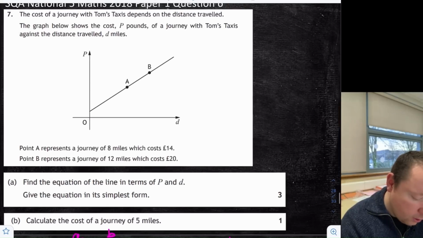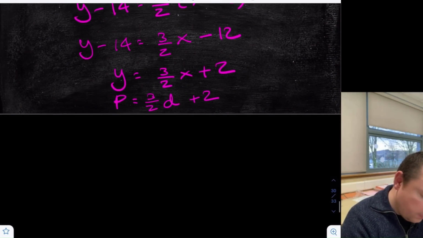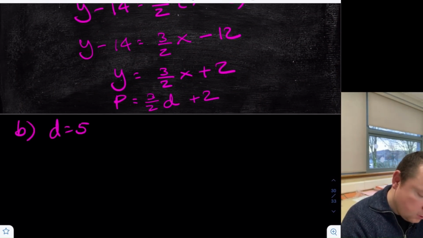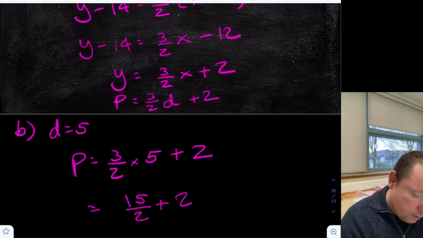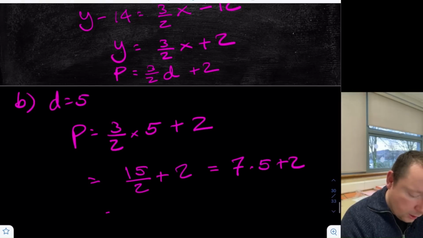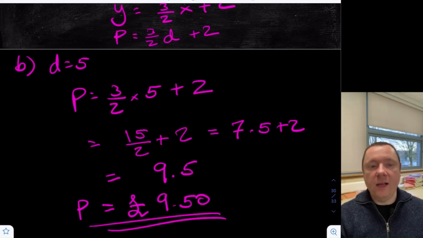Okay, part B says calculate the cost of a journey of 5 miles. So D is 5. So for part B, D equals 5. So P equals 3 over 2 times 5 plus 2. So that is 15 over 2 plus 2, which is 7.5 plus 2, which is equal to 9.5. So the cost, P, equals £9.50. Don't leave your answer as 9.5, that's not money. So you need to get £9.50.